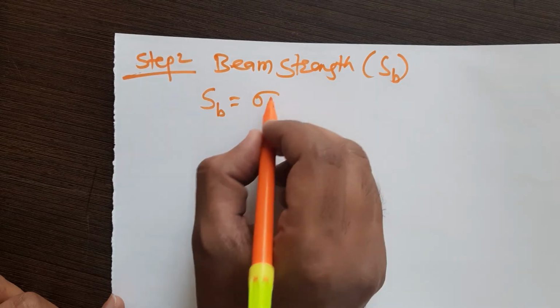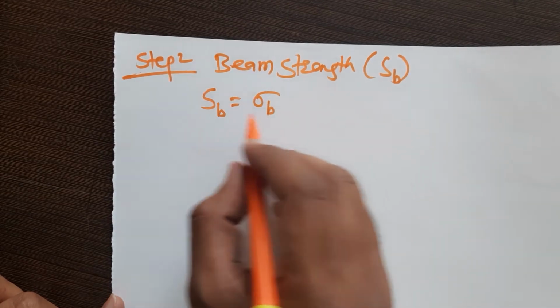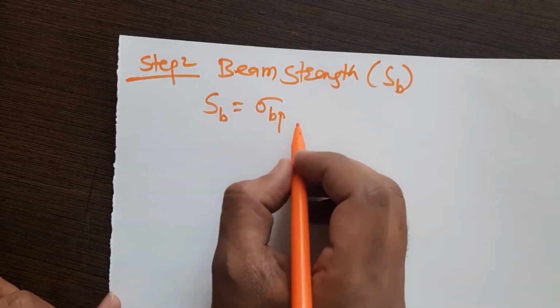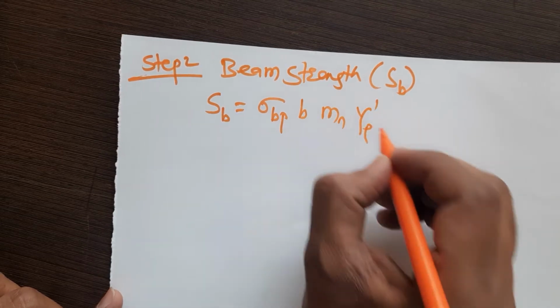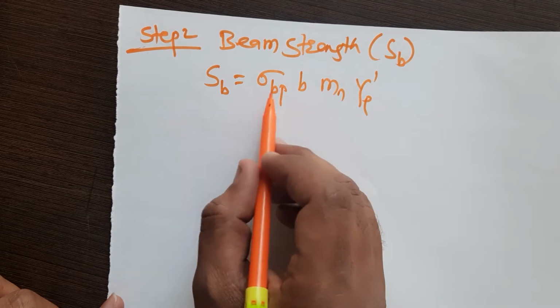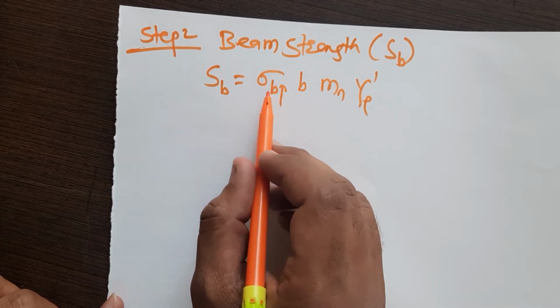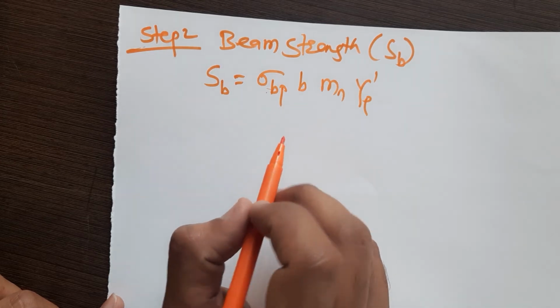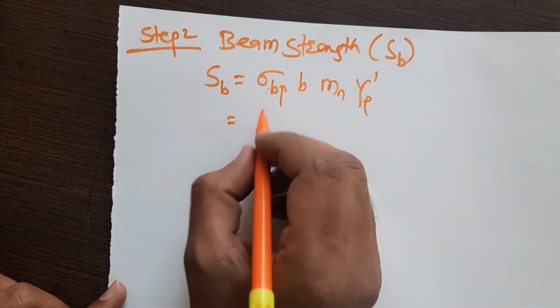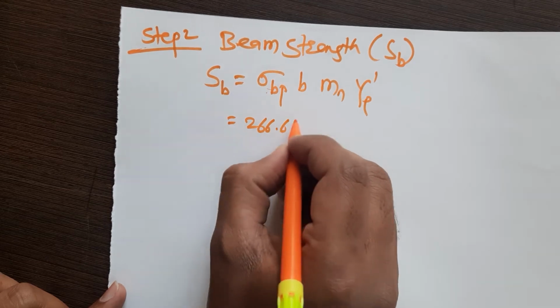SB is equal to, now as the weaker element is the pinion, so we will directly write here sigma BP, B, Mn and Yp dash. Here you have to take sigma BP as the pinion is weaker. If suppose the gear is weaker, here you have to put sigma Bg. So if you substitute all the values, sigma BP is 266.67.